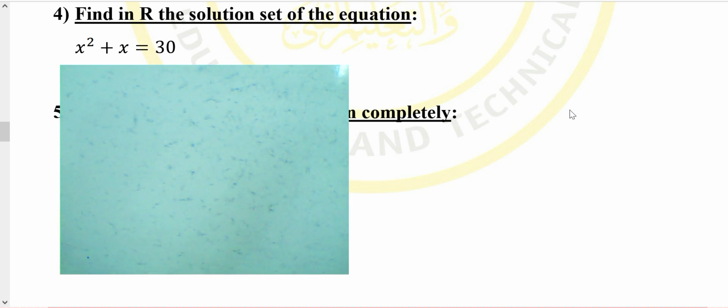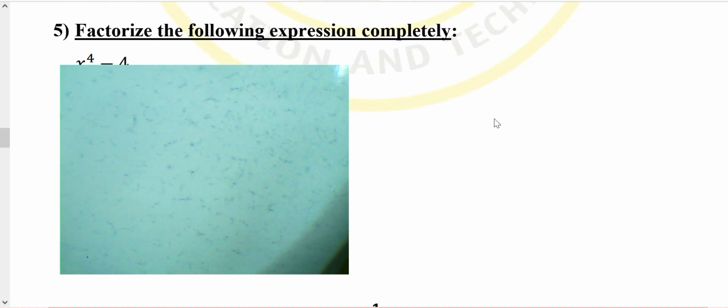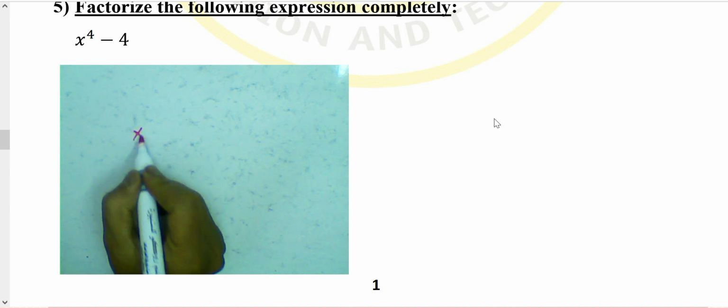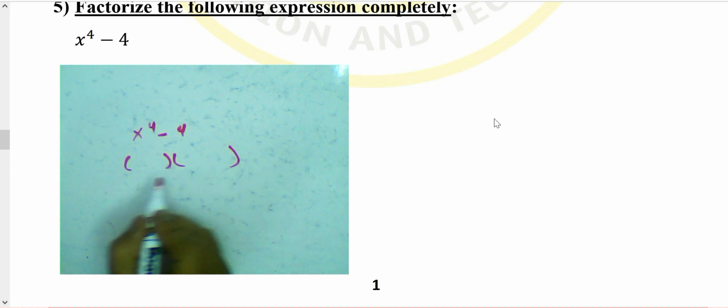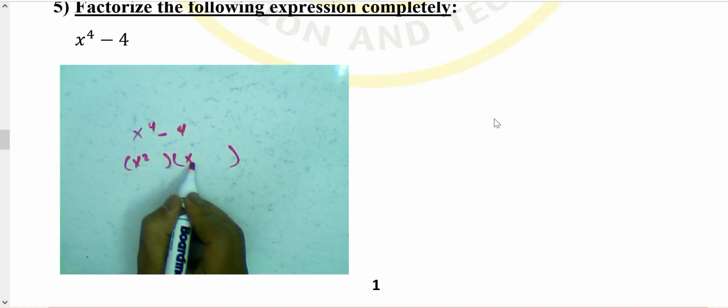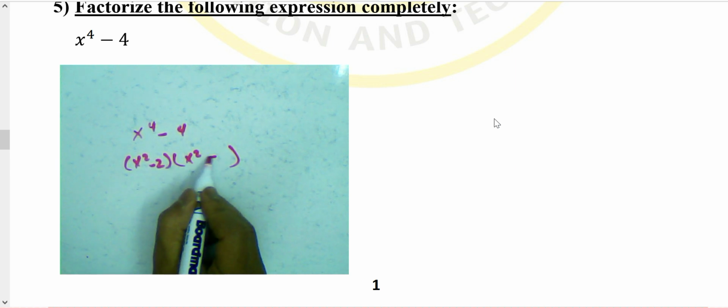Okay, next question. Factorize the following expression completely. We have x to the power 4 minus 4. We can write x to the power 4 as x squared times x squared, and negative 4 equals negative 2 times positive 2.